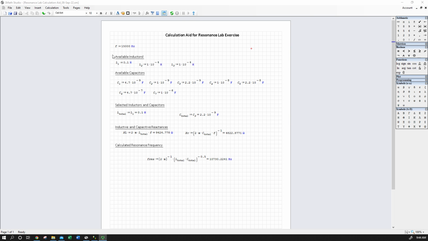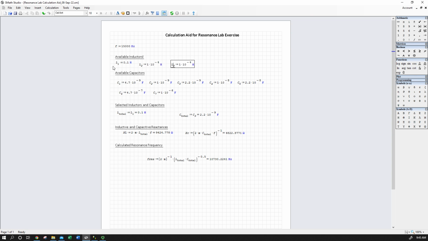sheet here. As we all know, resonance occurs in a circuit when we have both a capacitor and an inductor, and it occurs at a frequency for which the inductive and capacitive reactances are the same. So using that, one way to make it easier to calculate resonance for a particular selection of components is to just give yourself a selection of various values of components.